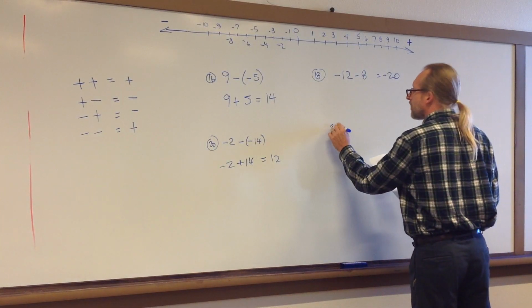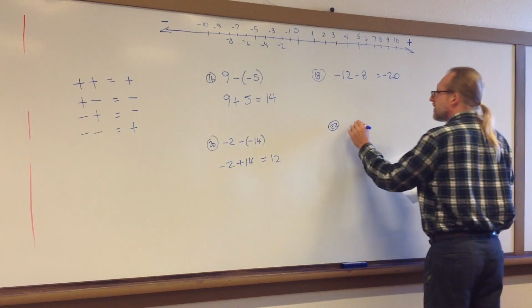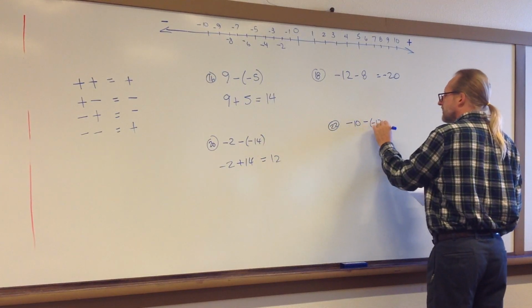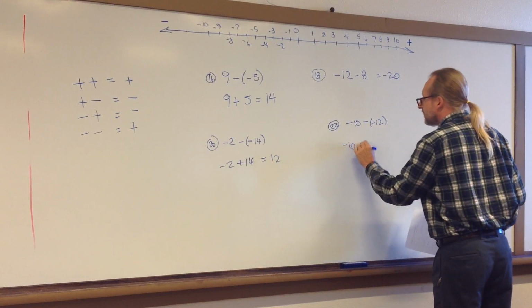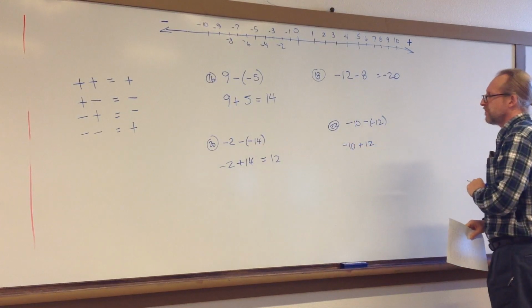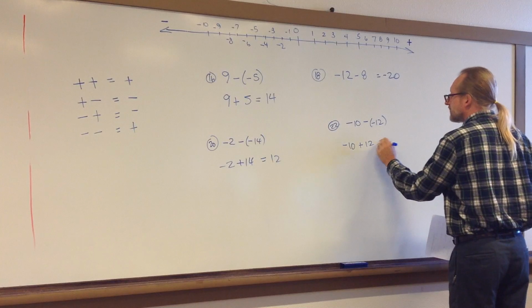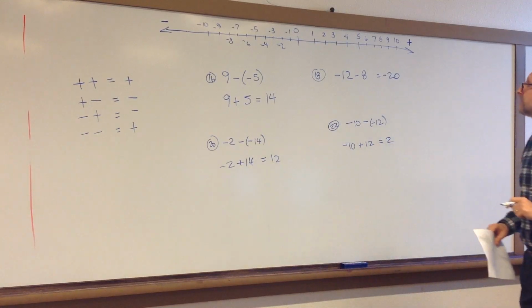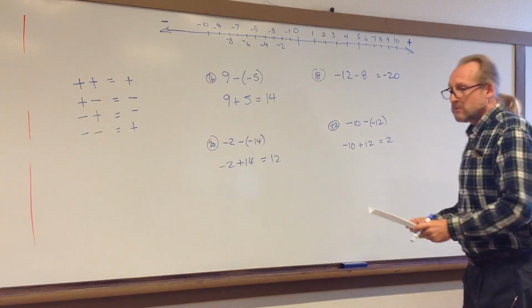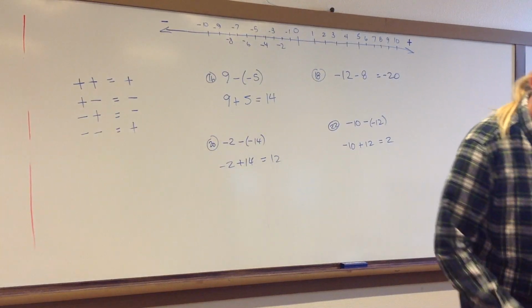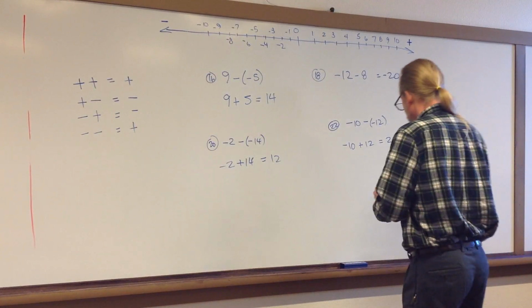22, negative 10 minus negative 12. Again, this is a double negative, so we make that plus 12. Negative 10 plus 12 should be positive 2. Okay. Well, let's look at a few more.